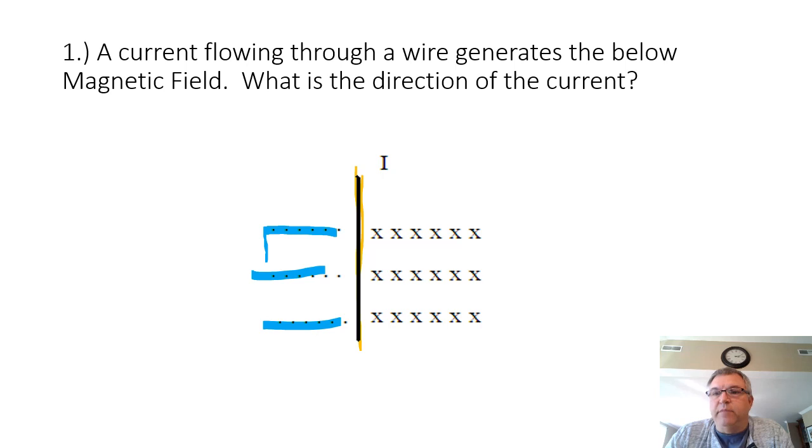The dots mean that the magnetic field is coming out of the page or the screen directly towards me. It's coming out of the screen towards me, and that's the positive z-axis. On the right-hand side of the wire, we have these X's. Those X's denote that the magnetic field is going directly into the page. So we call that the negative z-axis. So on the left side of the wire, the magnetic field is in the positive z-axis. On the right side of the wire, the magnetic field is in the negative z-axis.